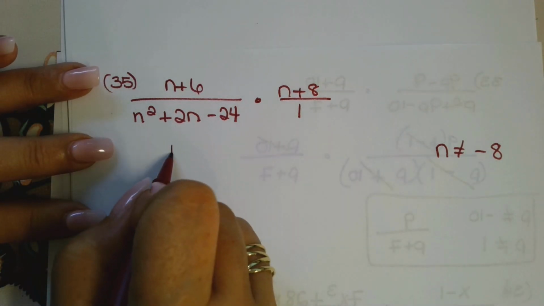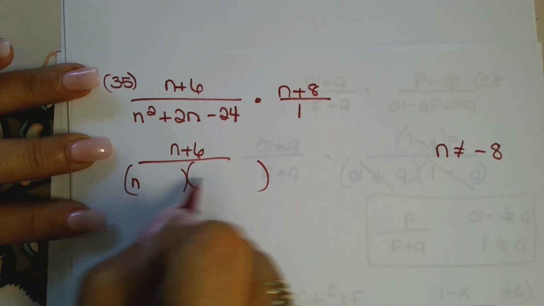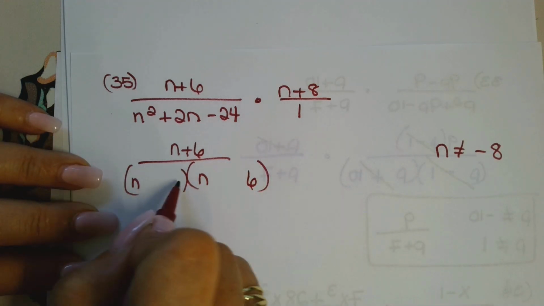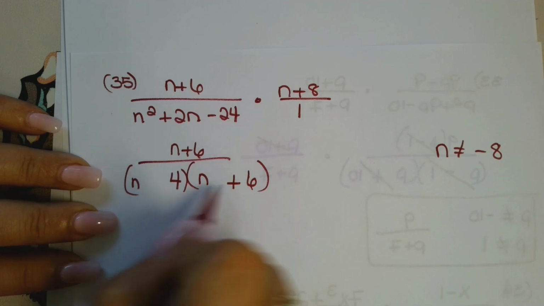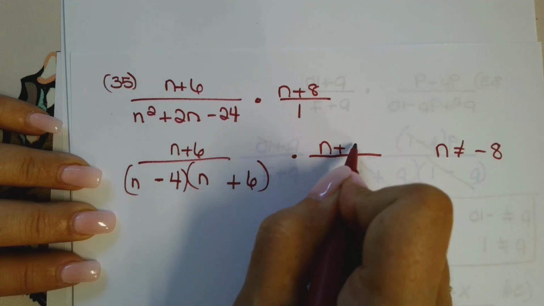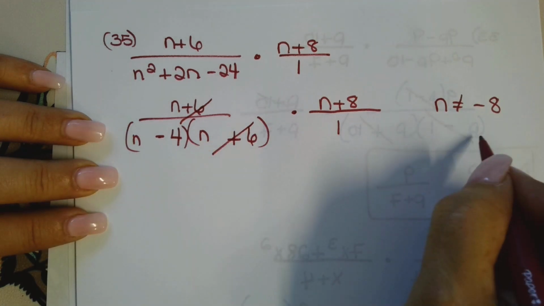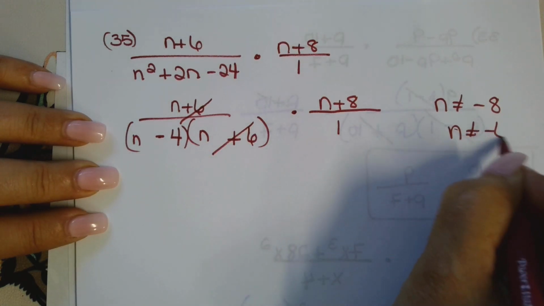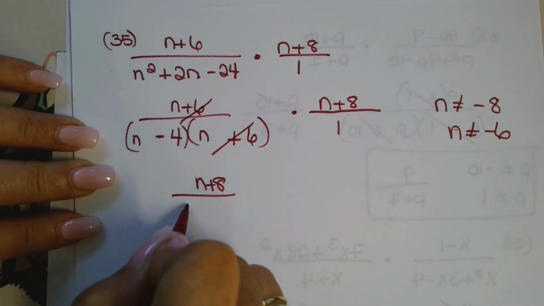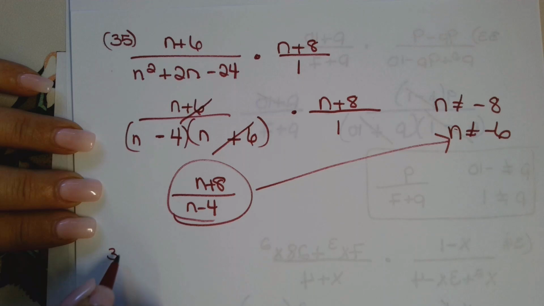So now all we need to do is factor. This will be n times n, and we're going to use 6 and 4. It'll be a positive 6, negative 4, and we have n plus 8 over 1. So we're ready to cancel. That goes away, so n cannot be negative 6. And for 35, you're left with n plus 8 over n minus 4. These are very, very easy problems, guys.